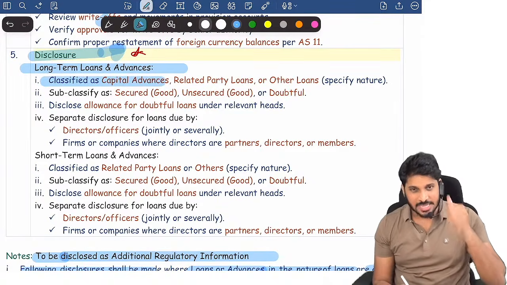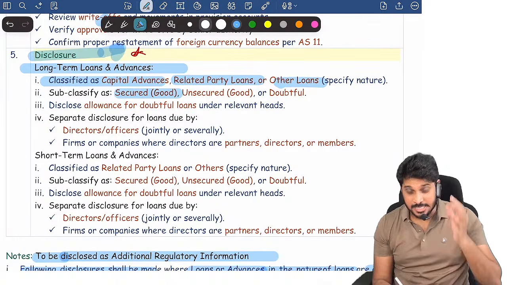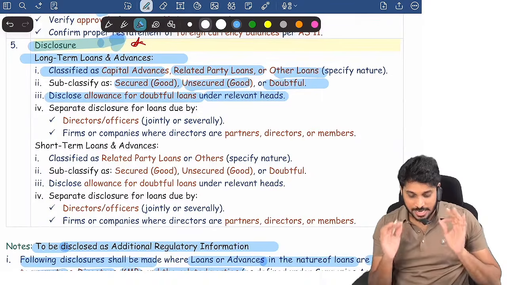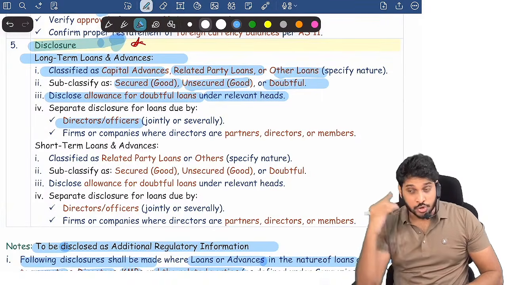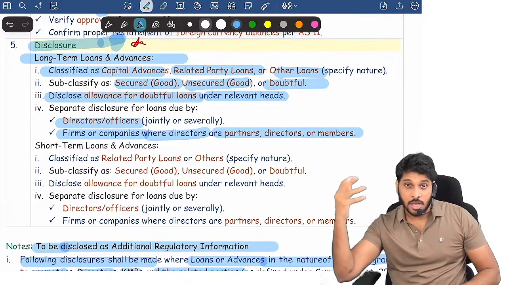It is classified as capital advance, related party loan, other loans. Subclassify. Is it secured, unsecured, and doubtful? Disclose elements for doubtful loans under relevant head. Separate disclosures for loans due from the directors and from companies or firms where directors are partners.